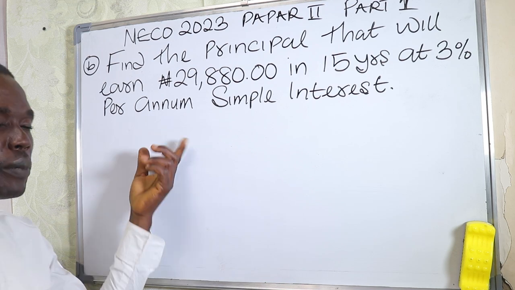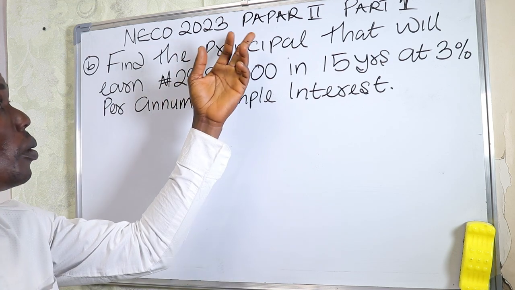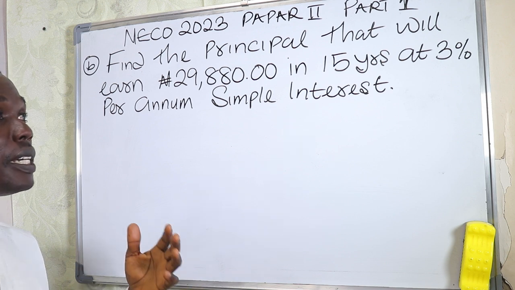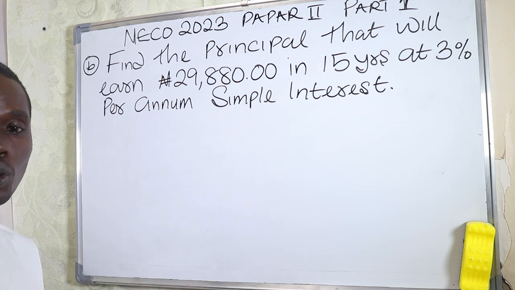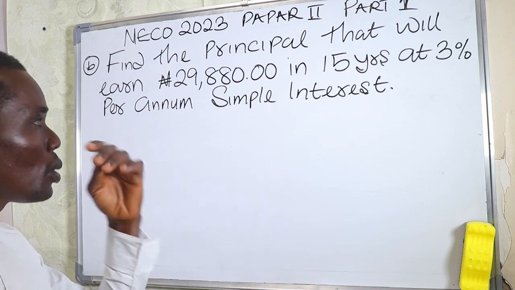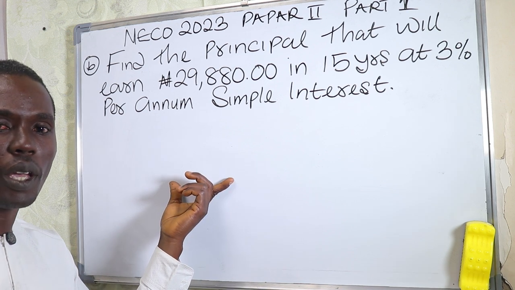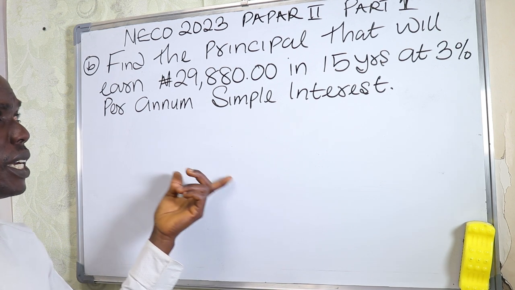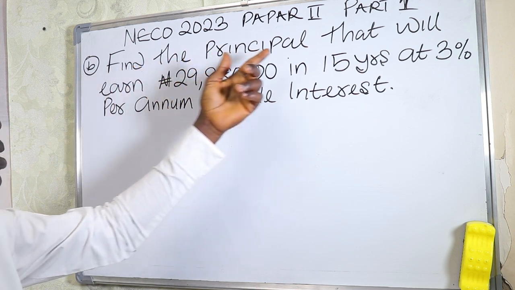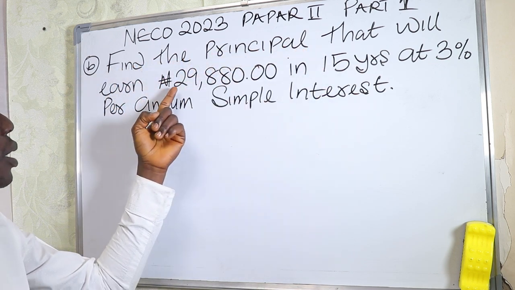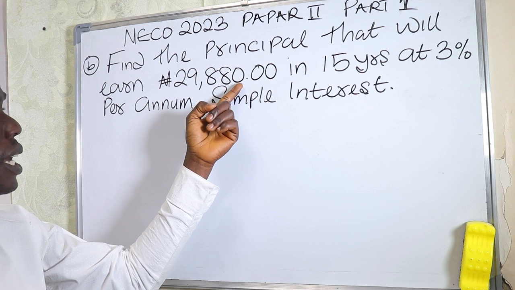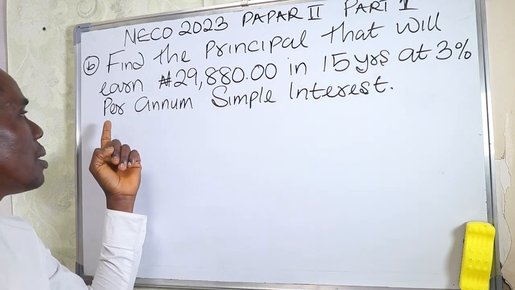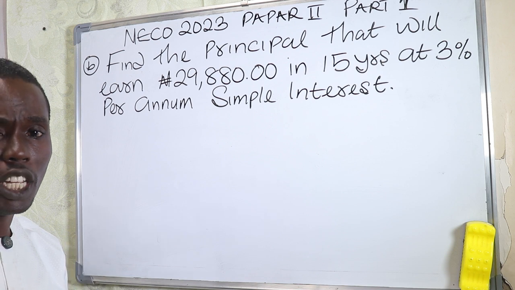This is part B of the NECO 2023 paper 2 part 1 question number 2B. Remember, we just concluded the 2A, which has to do with a regular polygon. Now in this question, you're asked to find the principal that will earn 29,880 naira in 15 years at 3% per annum simple interest.